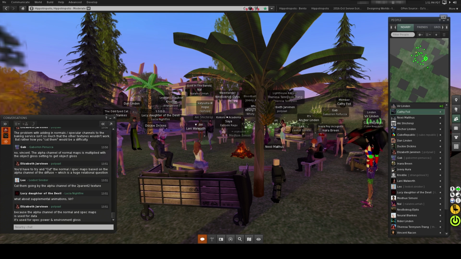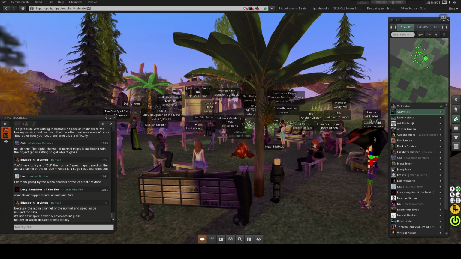Nothing new on supplemental animations. It's in the queue, but I haven't done anything with it yet.